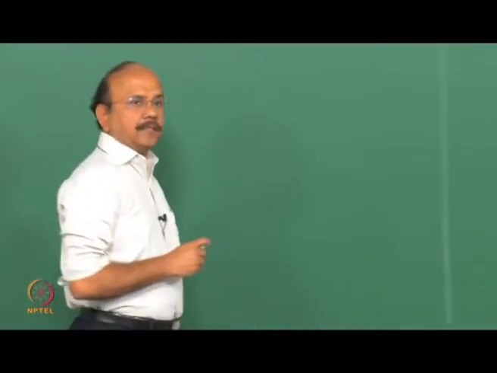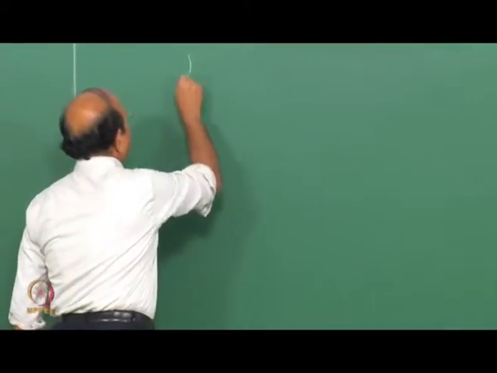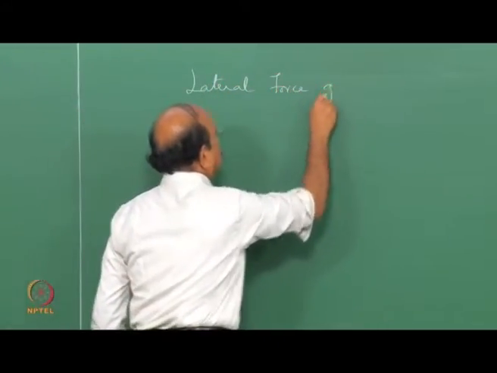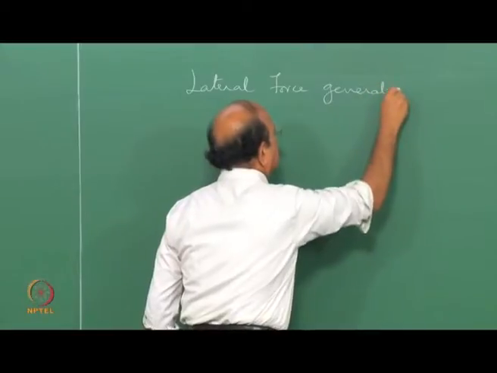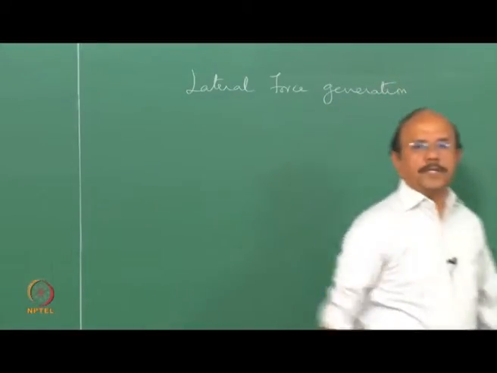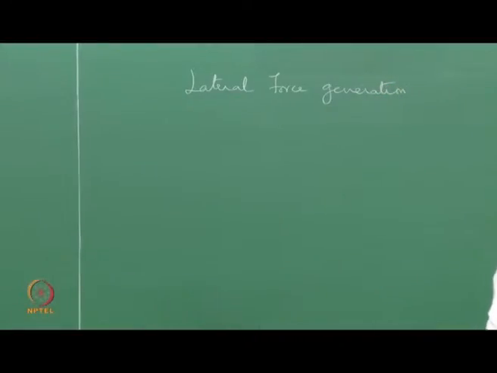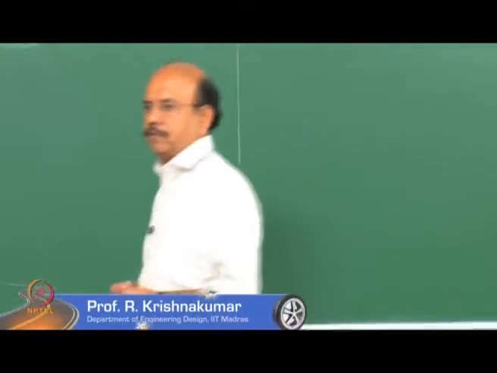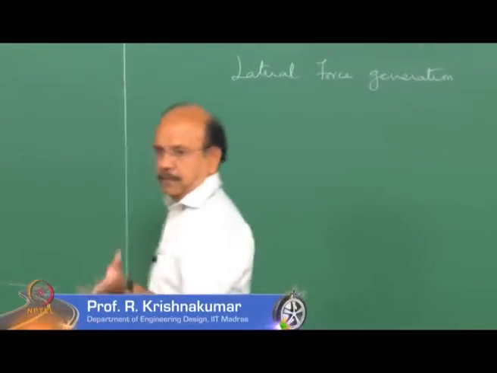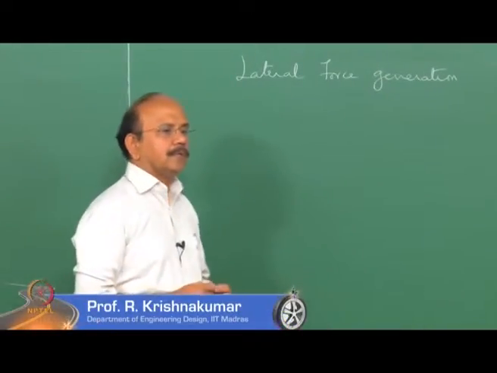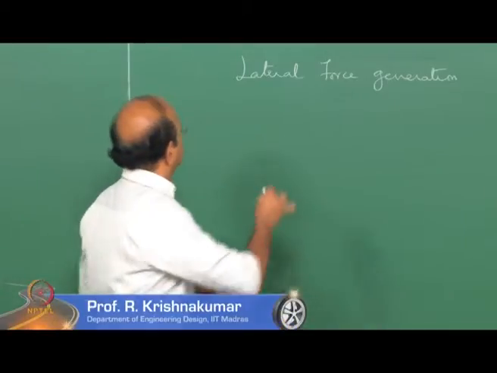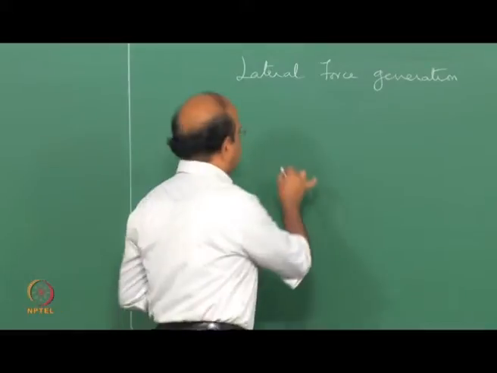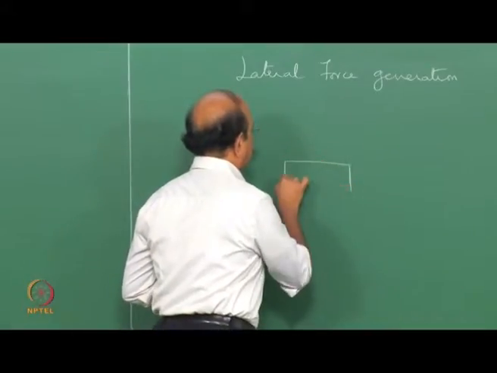So in the last class, we were looking at the lateral force generation. We said that the key factor in the lateral force generation was the distortion of the contact patch, which actually makes the tire assume a direction at an angle to the direction in which the tire is supposed to be moving.